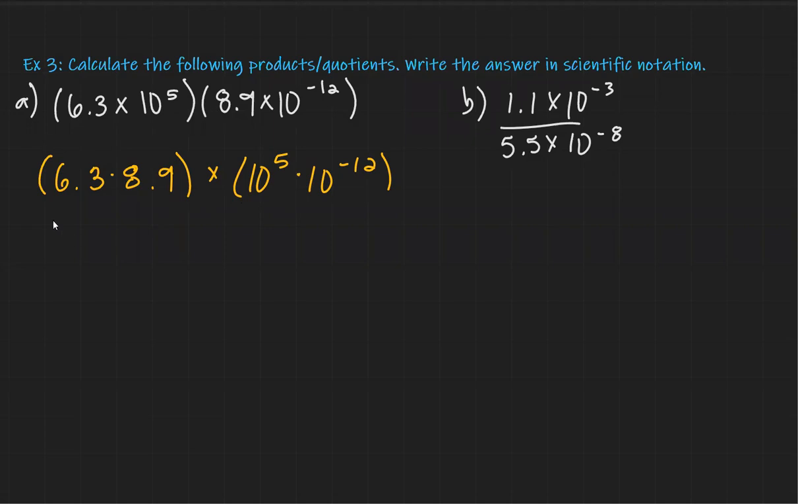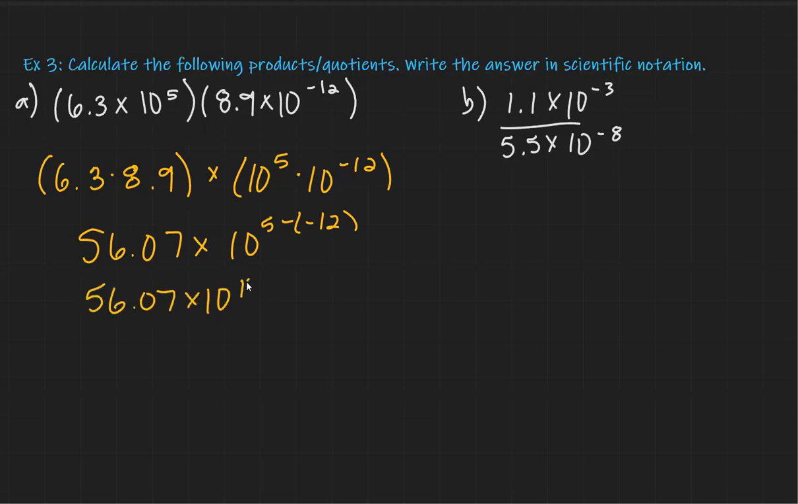So 6.3 times 8.9, what is that going to give us? 6.3 times 8.9, that's going to be 56.07. So 56.07 times 10, using our exponent rules, 5 minus negative 12. So we're going to add those. 5 minus negative 12, that's going to be 17. So 56.07 times 10 to the 17th.